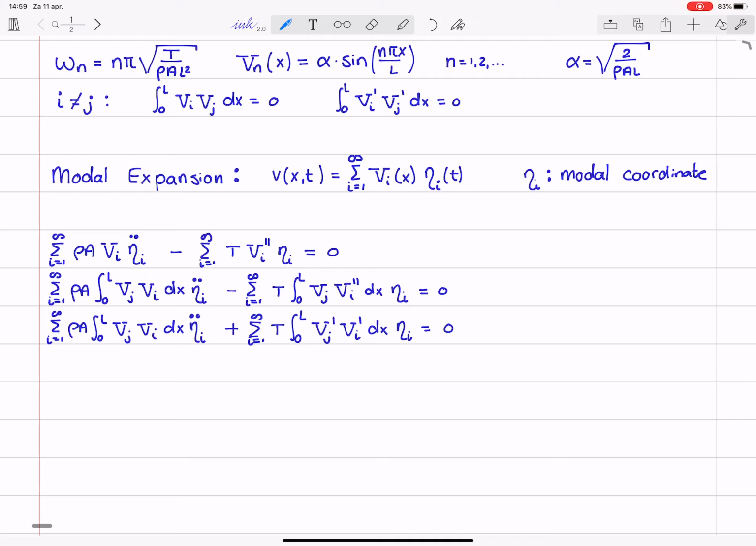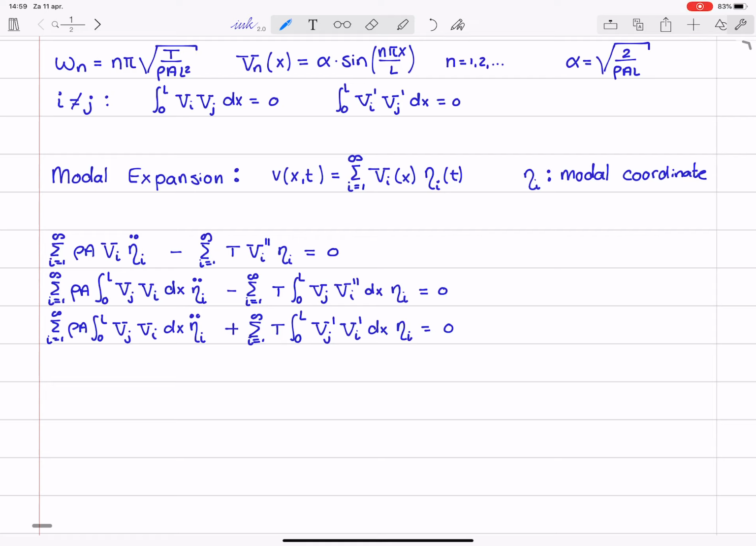Okay, at this point, we can use the orthogonality conditions that both these integrals that appear are 0 whenever i is not j. So that means of these infinite terms, this infinite number of terms in the sum, all contributions are 0 except for the case that i is equal to j.